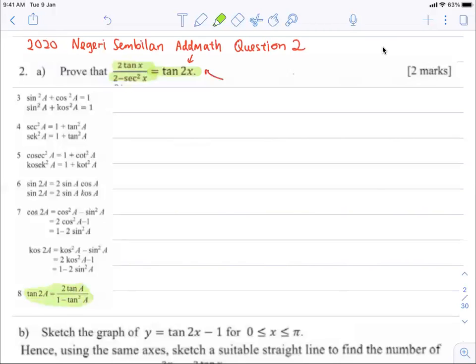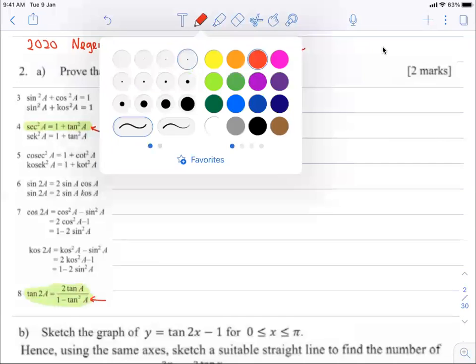And then we also notice that inside of this tangent 2A equation is 1 minus tangent square A. But in the question, it is 2 minus secant square x, which means we also need another formula that consists of secant square, which is equation number 4. So it's clear that if we are able to apply these two formulas, we'll be able to prove this equation. Okay, so let's get started.